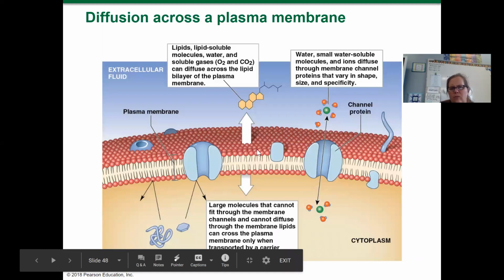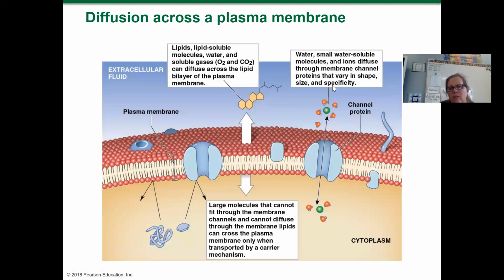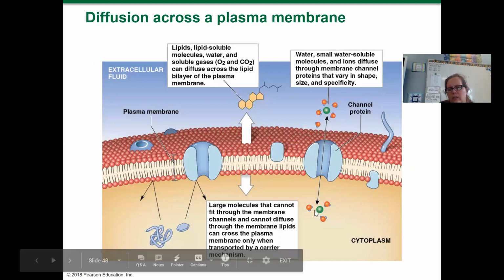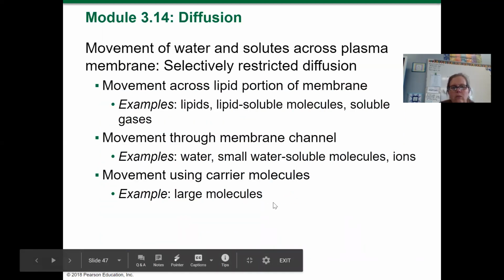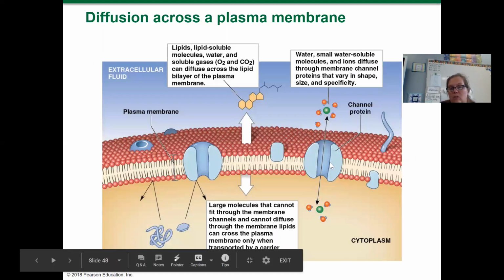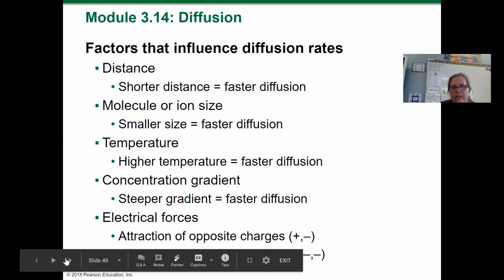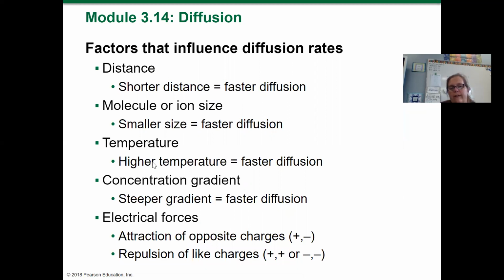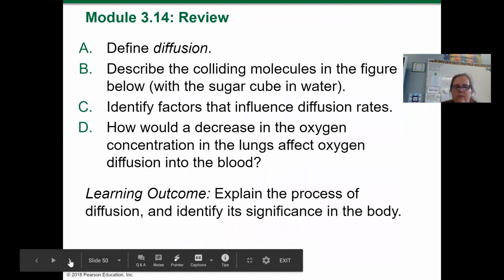And this just shows you some of those, how they would diffuse across the membrane, or maybe they go across a protein, the carrier protein. So it just depends. This is passive transport, so no energy. And here are some factors that influence how fast the diffusion occurs. Temperature is a good one. The strength of the concentration gradient, the size, the distance, and if there's electrical forces.